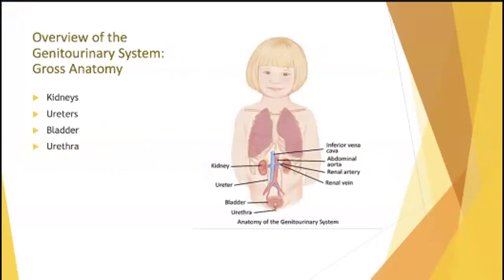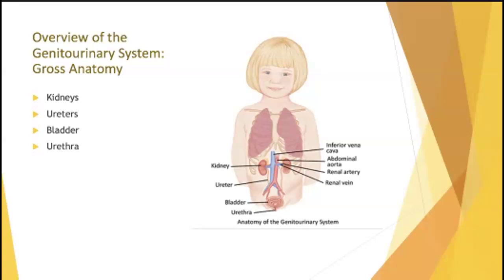So remember that this system is divided into upper and lower urinary tracts. Your upper tract is going to be your kidneys and your ureters. The lower tract will be your bladder and urethra. The kidney is a bean-shaped organ, one of which is on each side of your spine. They're about the size of an adult fist, and they're proportionally larger in infants.